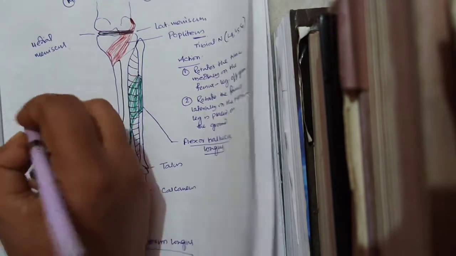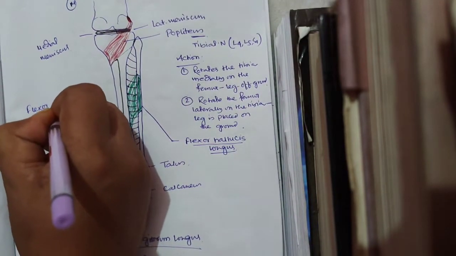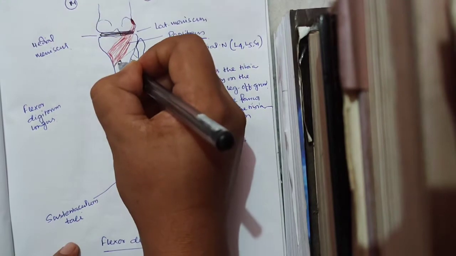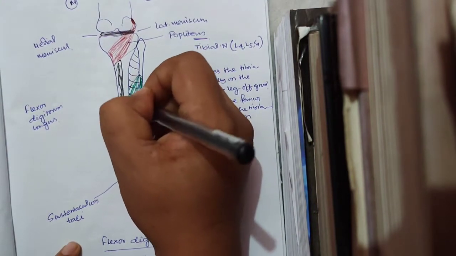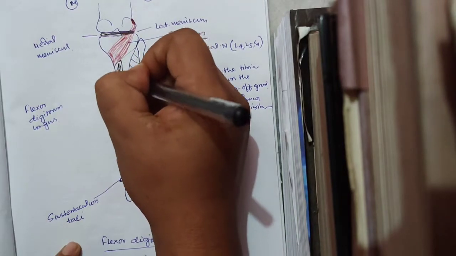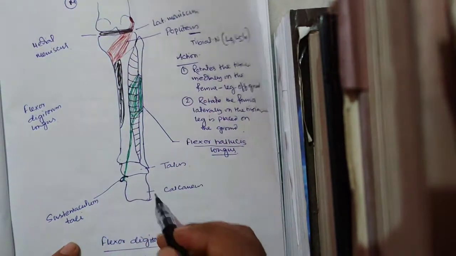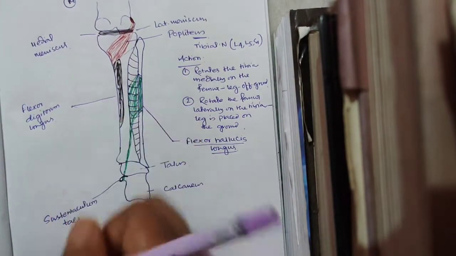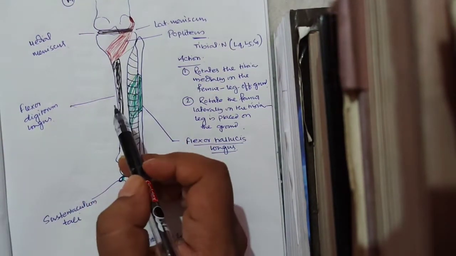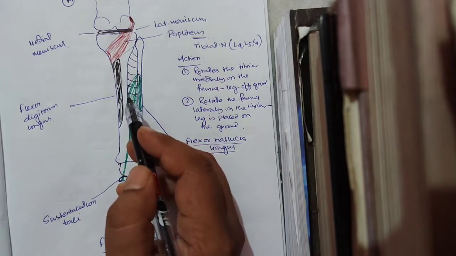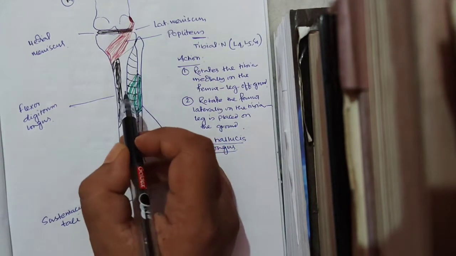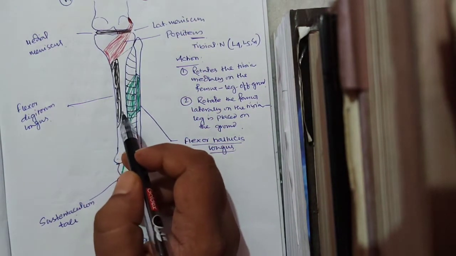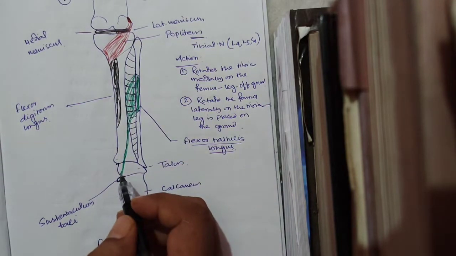Flexor digitorum longus. This way. It is the posterior surface of the shaft of the tibia. And the muscle ends in a tendon which passes behind the medial malleolus.